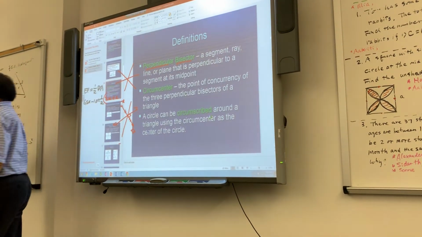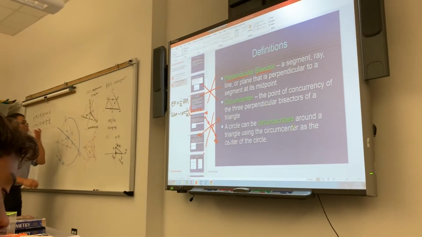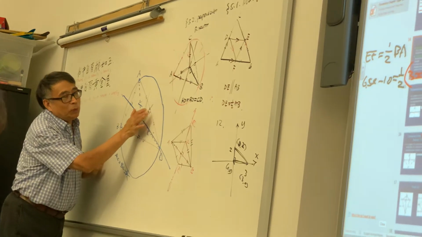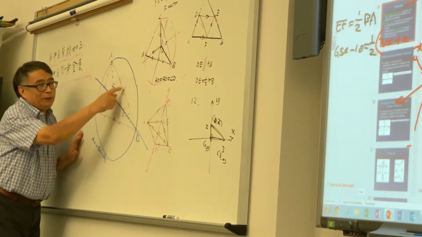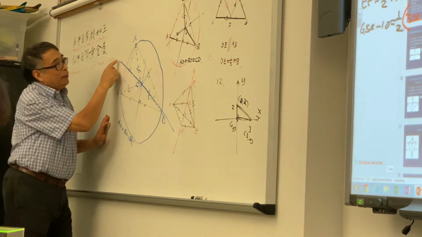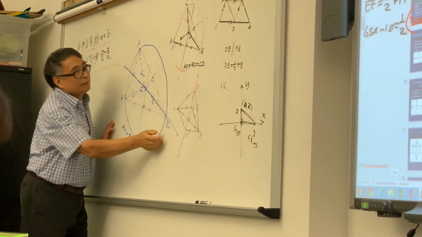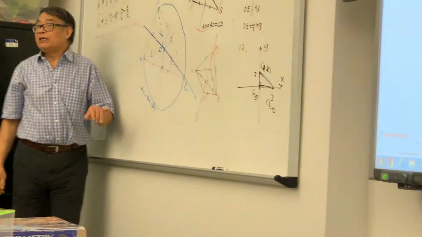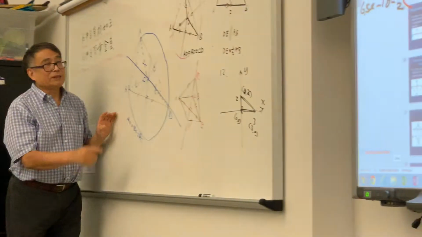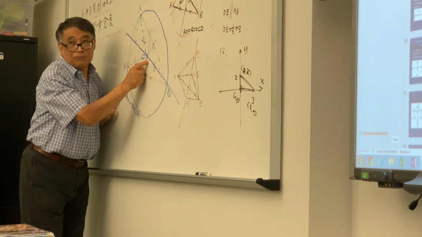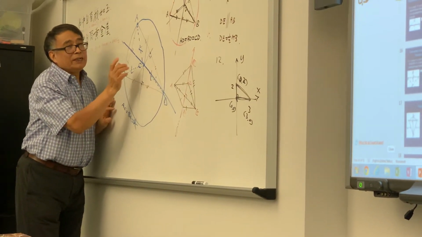Now I give you the question here. We have a triangle ABD. This is AD. This point is the midpoint. Perpendicular bisector. AB, perpendicular bisector. BD, perpendicular bisector. Those three lines intersect at point C. This is the so-called center, circumcenter.